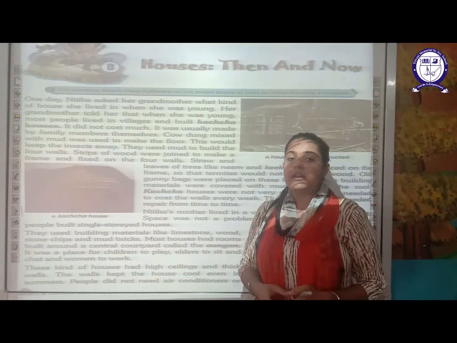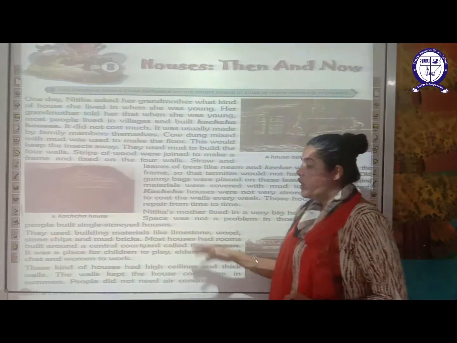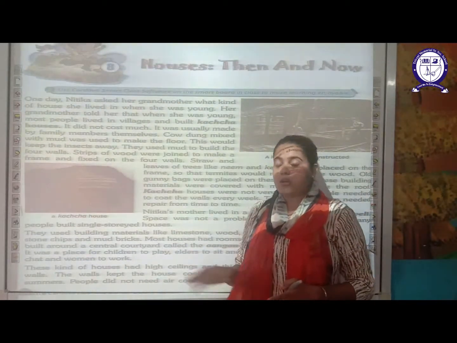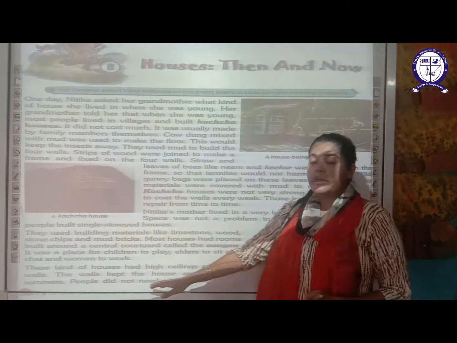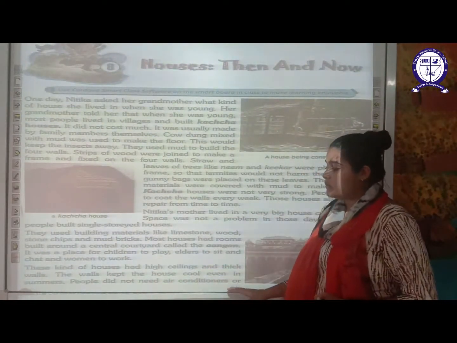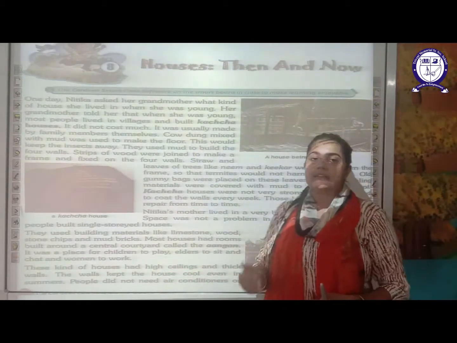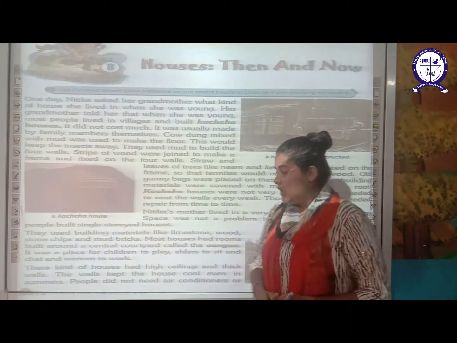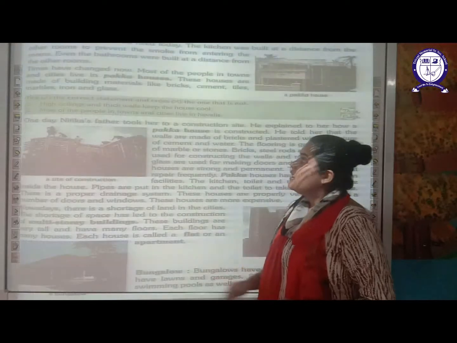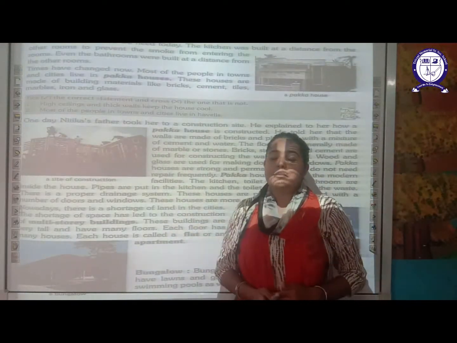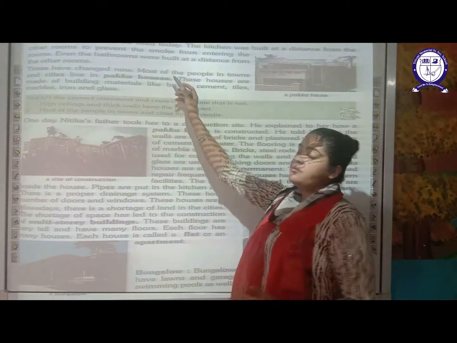So when it was summer, as you know, the surrounding atmosphere is very hot. So in order to prevent that hot summer, they used to make these houses in this manner, so that there will be a high ceiling. Okay, the roof will be of very high ceiling and the walls were made very thick. Then people did not need air conditioners or coolers in the summer. So earlier people didn't use coolers or air conditioners as we need today.